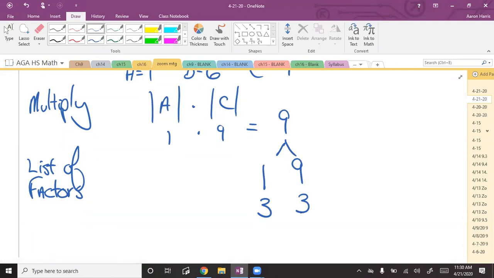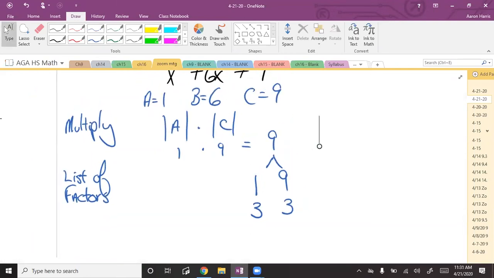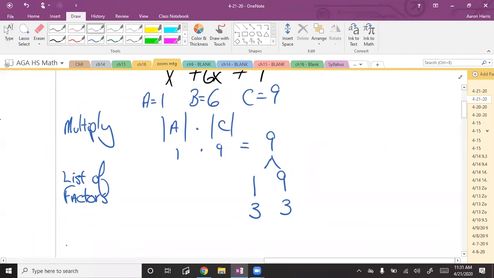I have listed all of my factors, and now I want to add or subtract, depending on what they are, and make them equal what? B. So I put an equal sign. For me, I like putting B here so it reminds me B is equal to what? 6. Right there. Cool.